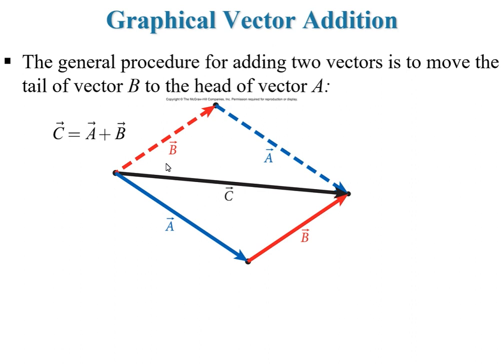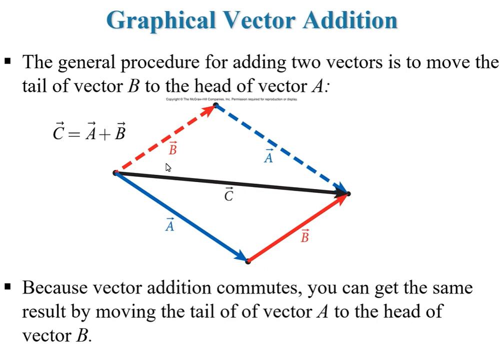Okay, so you are familiar with this concept because this was already introduced to you in your senior high school classes. So, because vector addition commutes, you can get the same result by moving the tail of vector A to the head of vector B. So, you can start with this and then add vector B, or you can start with the other. A plus B or B plus A, either works.